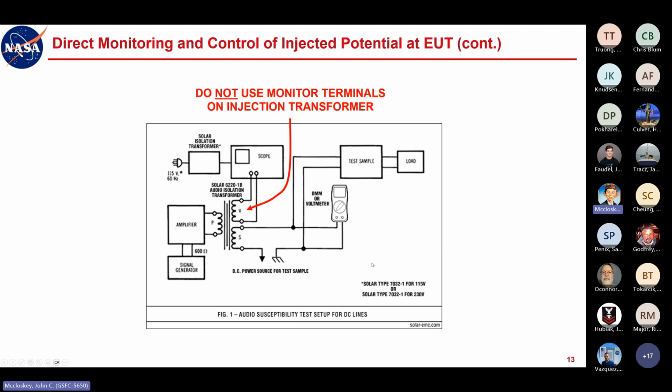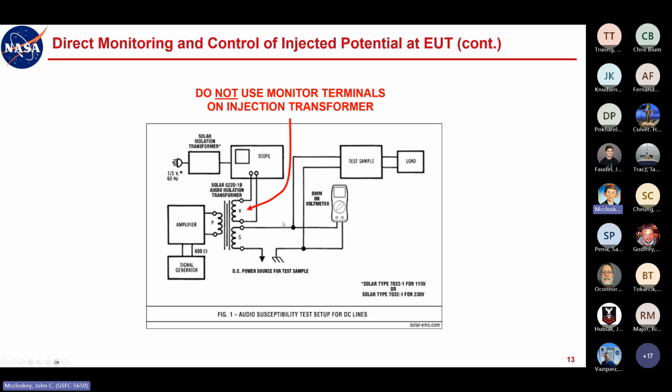Do not use the monitor terminals on the injection transformer, despite this application note or a figure on the Solar website showing this. I kind of wish they hadn't put it there. I'm not making this up, these are recommendations from people who've been doing this for decades. Don't do this. Don't use the monitor. There's a second pair of terminals on the secondary of the Solar transformer where you can do this, and you can do it for information.